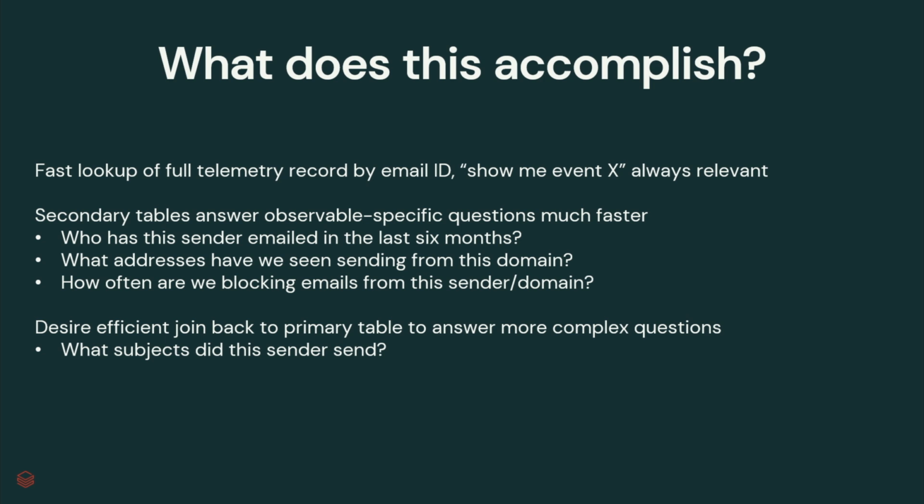Our secondary tables let us answer questions about specific observables in a faster manner. So if I wanted to know what a specific sender address has been up to for several months, I could table scan our main table. That's querying a large amount of data. If we can query against something that's liquid clustered for the use case, it's going to be significantly faster.